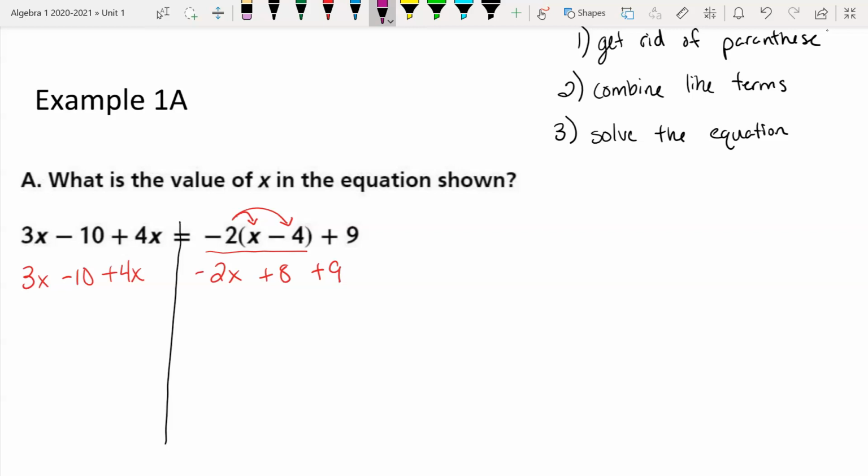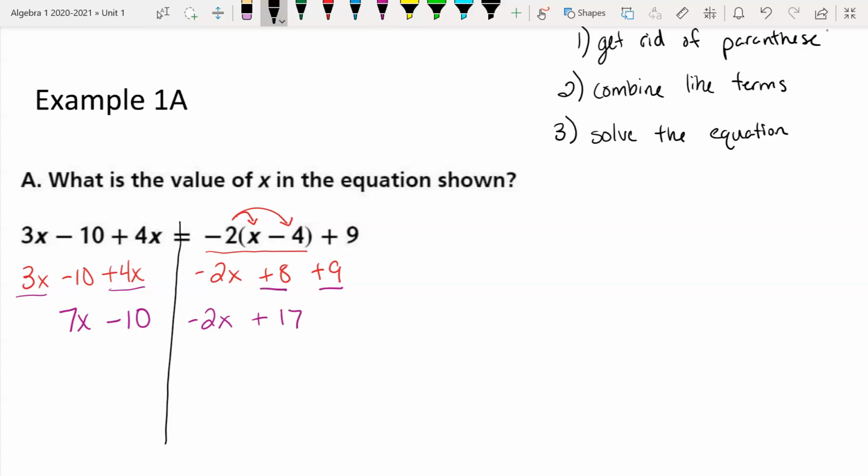When I say combine like terms, I mean look on the left side of your line and combine anything you can on that left-hand side. Are there any similar terms or like terms? Well, 3x and 4x are like terms, so I can combine those. What's 3x plus 4x? That is 7x, and I still have my -10. Now look on the right-hand side of your line. Is there anything I can combine? I can combine the 8 and the 9. So now I have -2x plus 17.